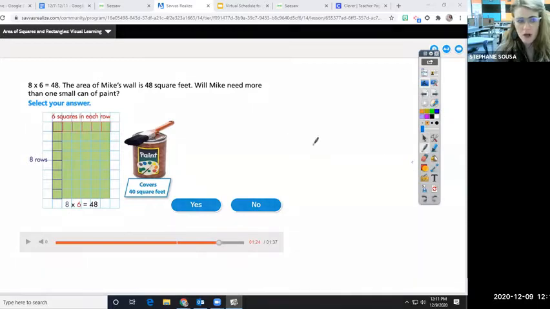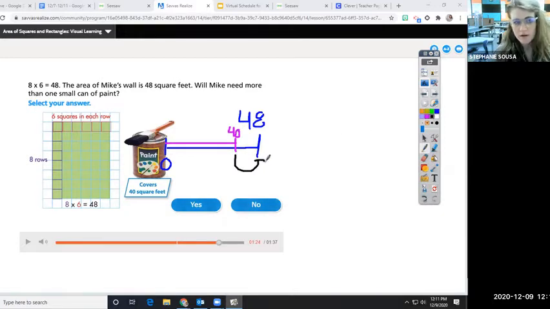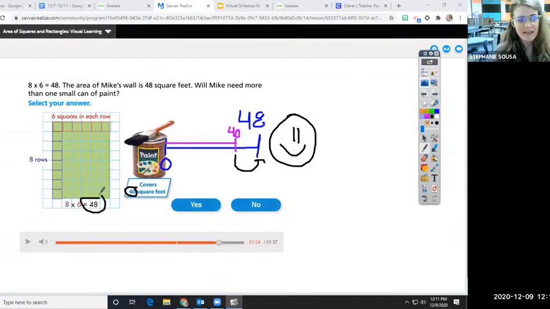I'm going to write that because y'all are scaring me. His wall is 48 square feet. He's got to get all the way over here from 0. His can of paint only covers 40 square feet. So does he need more? Good, that visual helped us. Yes, he does. He needs more paint because he only has 40 square feet and he needs 48. He won't need a full can, but he is going to need another can.